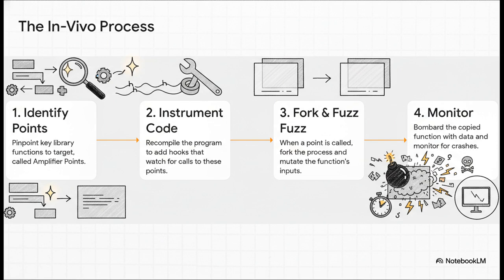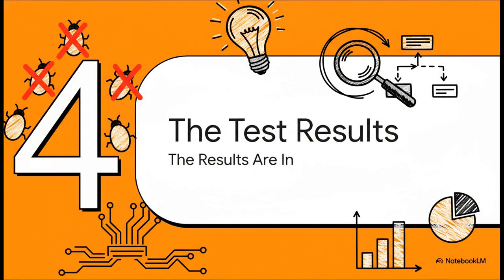And finally, the fuzzer absolutely bombards that copied function with all sorts of new data, looking for anything that causes a crash. And the best part? The original program just keeps on trucking, completely unharmed. This all sounds amazing, right? But does it actually work in the real world? Well, let's look at the results.